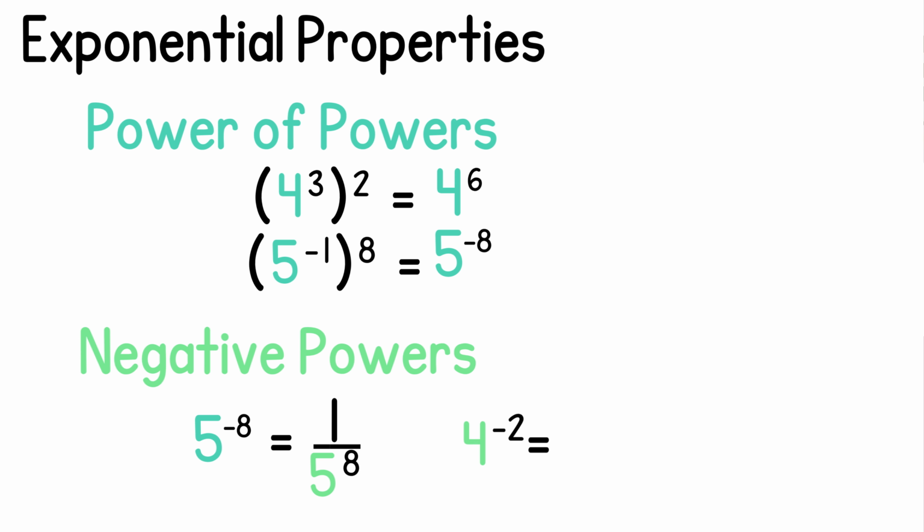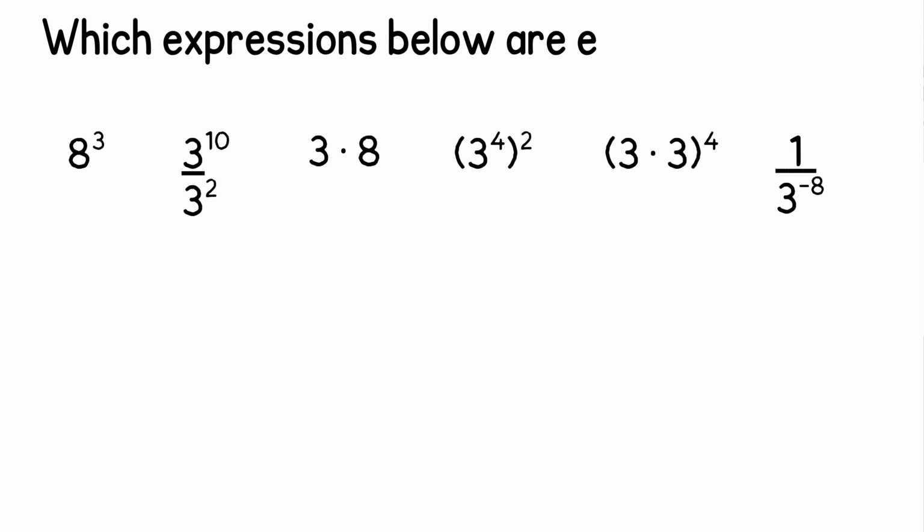So if we had another example like 4 to the negative second, then we can make the exponent positive by putting it under 1. Let's look at some more examples of using these exponential properties. Which expressions below are equivalent to 3 to the 8th power?